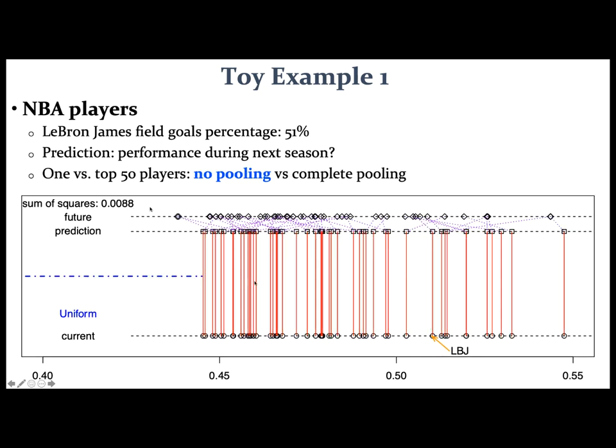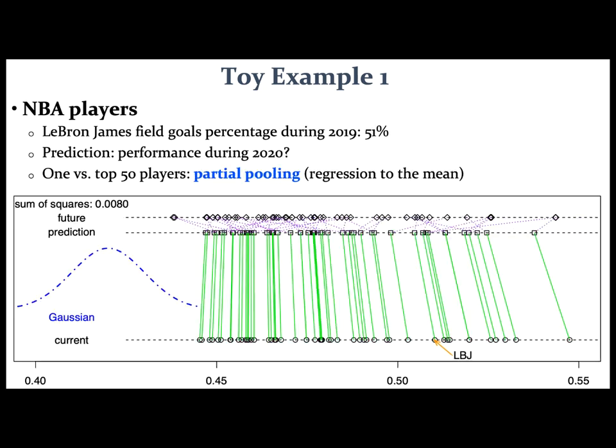On the previous slide, we assumed all those 50 players have nothing in common. There's no information we can share among them. So our prediction just uses each individual player's current performance to predict the future. Equivalently, we're saying those 50 players follow a uniform distribution, with no information shared. Here, with partial pooling, we're doing regression analysis. We assume those 50 players follow a Gaussian distribution.